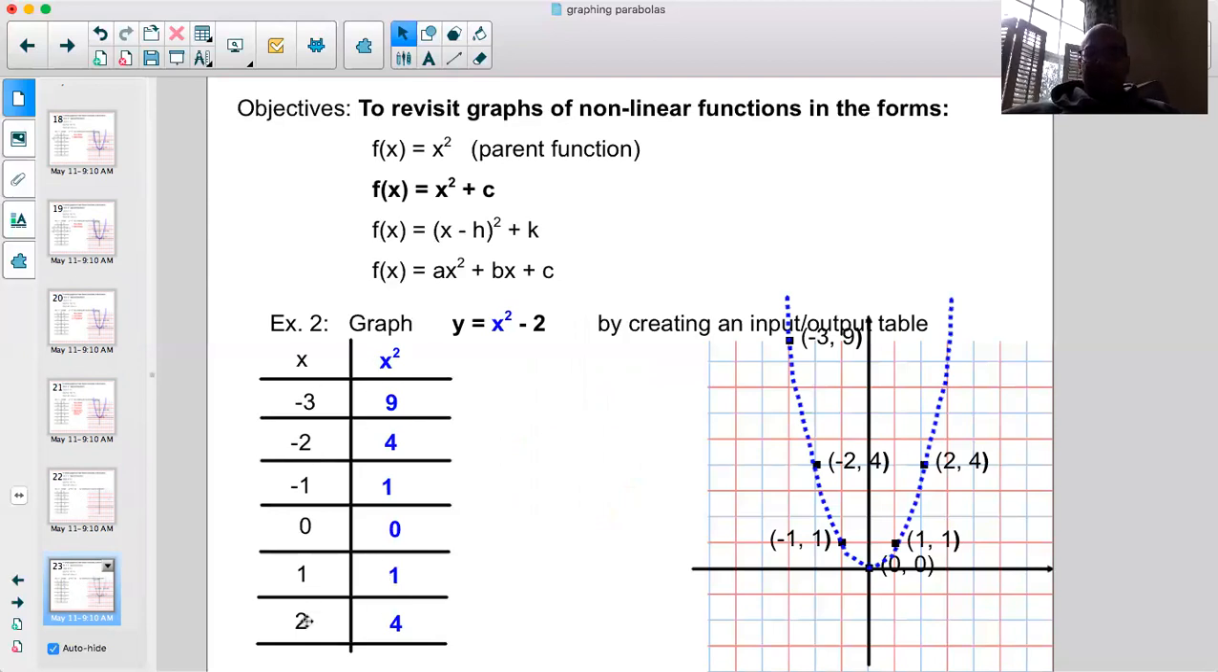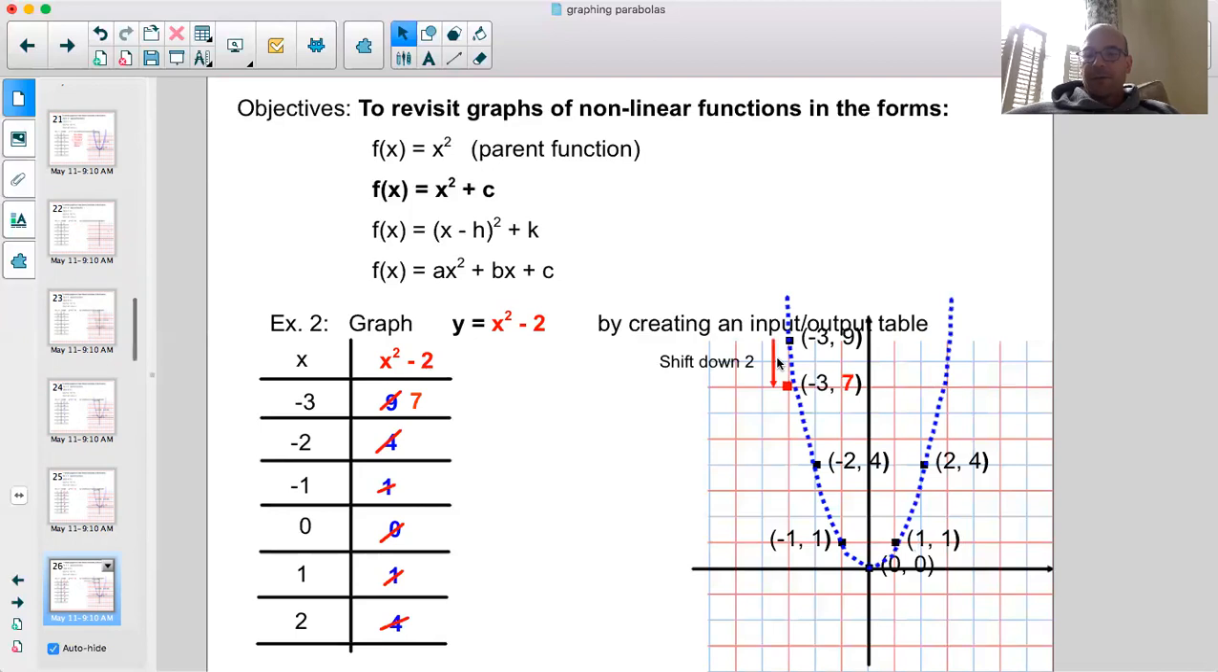So if I kept the exact same x's and I thought of these as the x squareds that came out from our first function, why don't I just subtract 2 from all of those? So that would leave me with a new output for -3 of 7. And you notice by using the same x value, I ended up with a point that was on the same vertical line here. It was in line with it this way, but because I subtracted 2, it ended up being 2 points lower, 2 units lower.